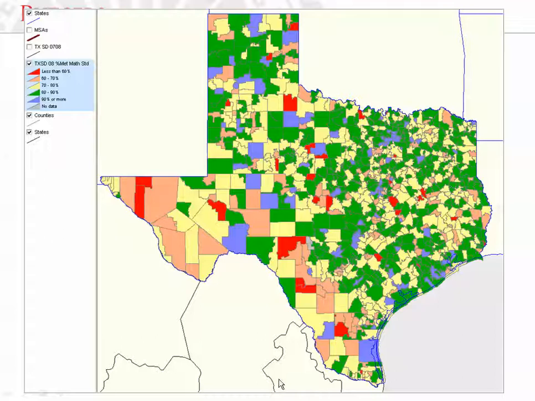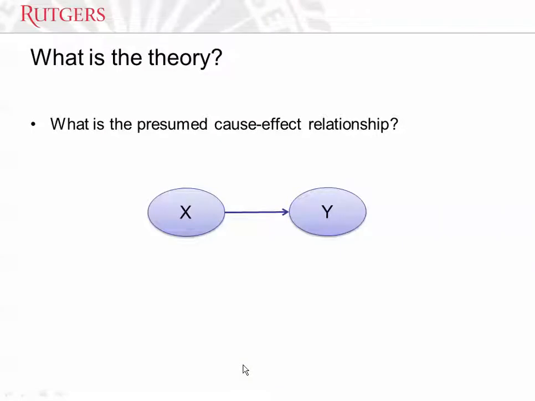So when you see a study like this, one of the important things to do is ask yourself, what is the theory? What is the theory that this study aims to test? What is the causal theory, or what is the presumed cause-effect relationship? So I would always encourage you to think in terms of this basic XY diagram. X is cause, Y is effect, X is the independent variable, Y is the dependent variable, and then figure out what that is for the particular study, whether it's your study or a study that you're looking at.